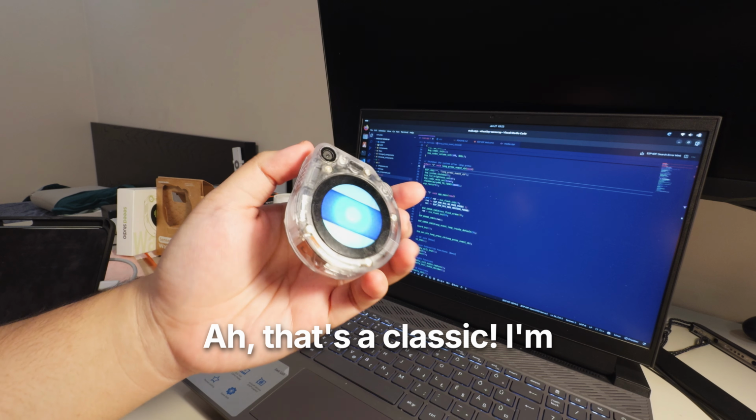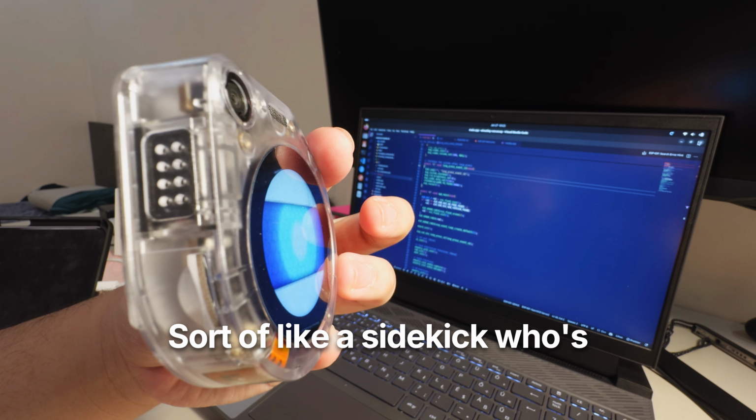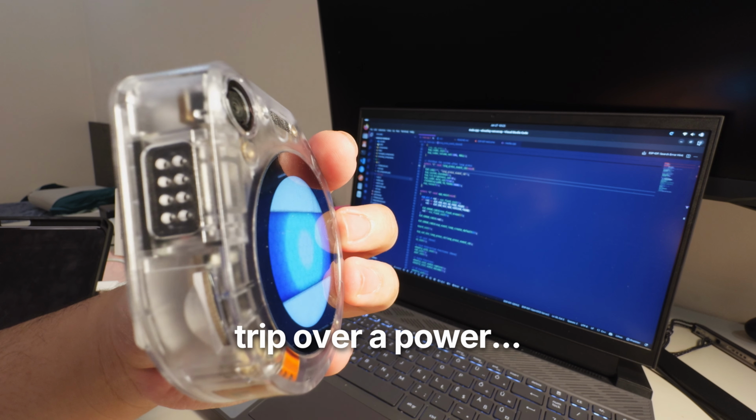That's a classic! I'm Wheatley, your friendly neighborhood AI. Sort of like a sidekick who's always ready to trip over a power cord.